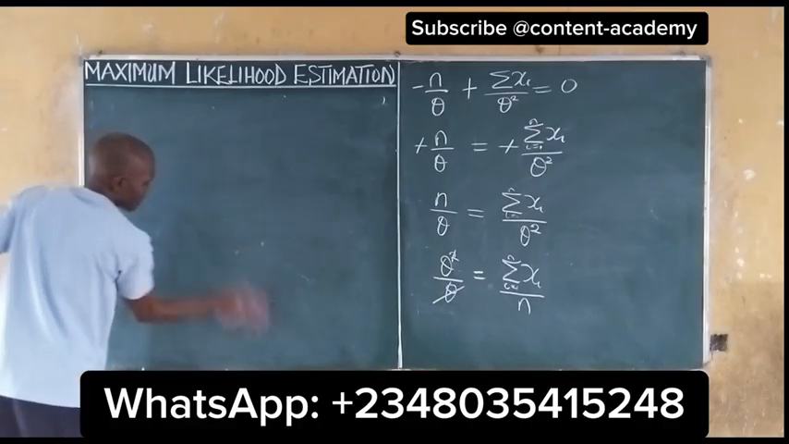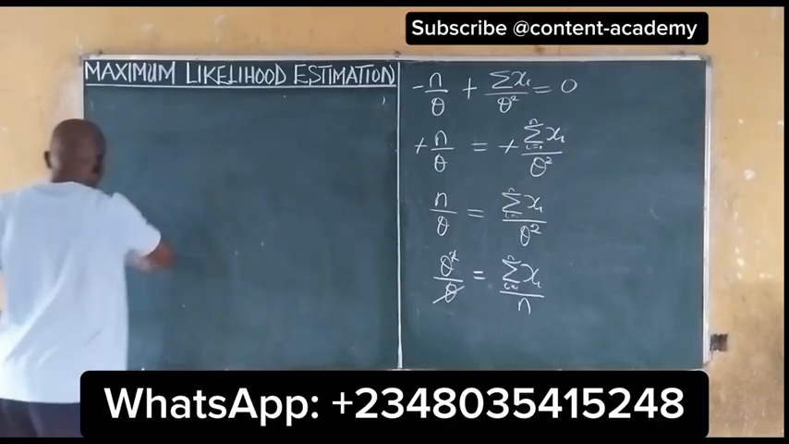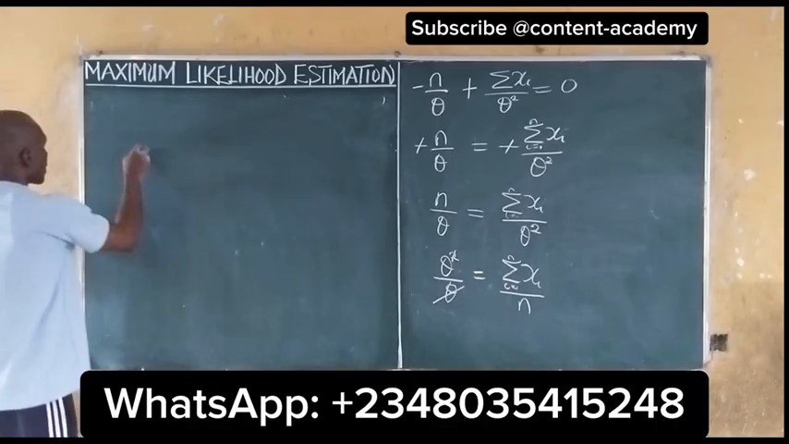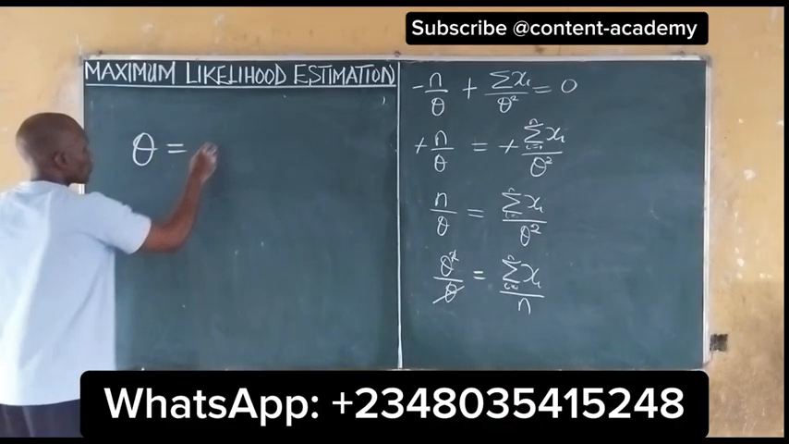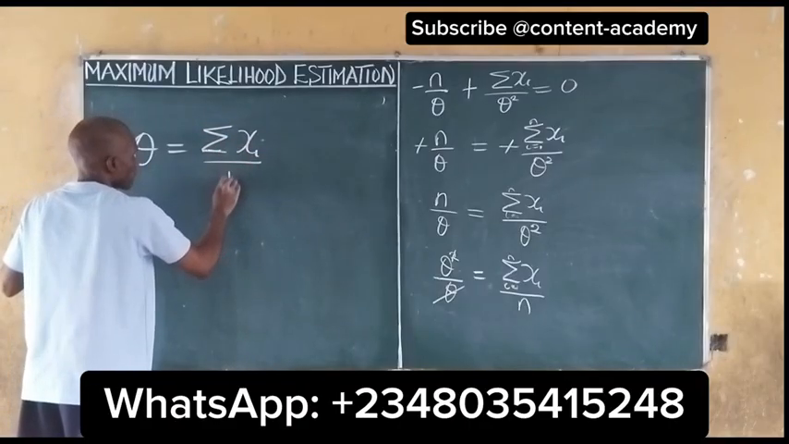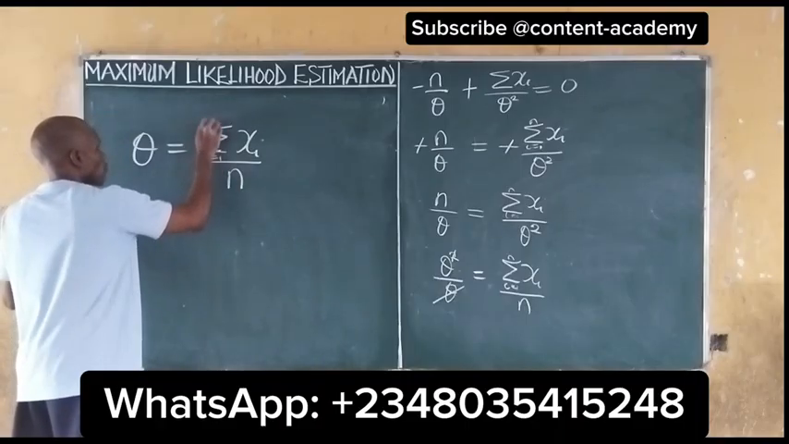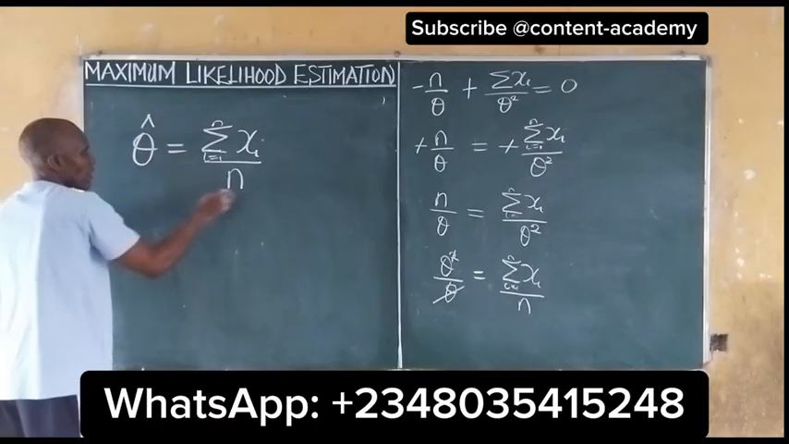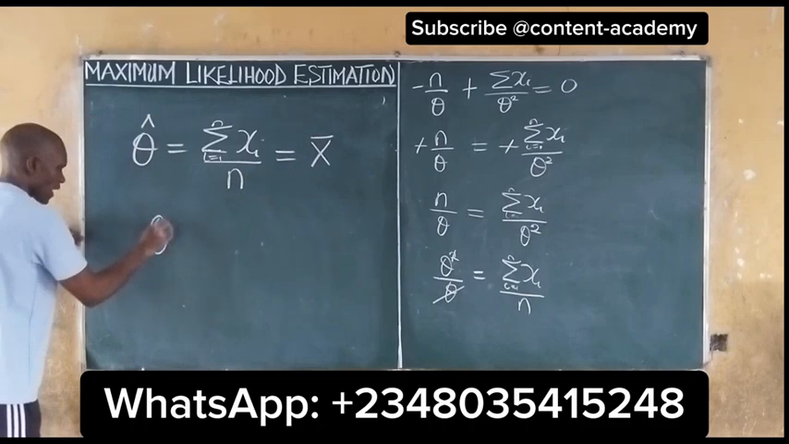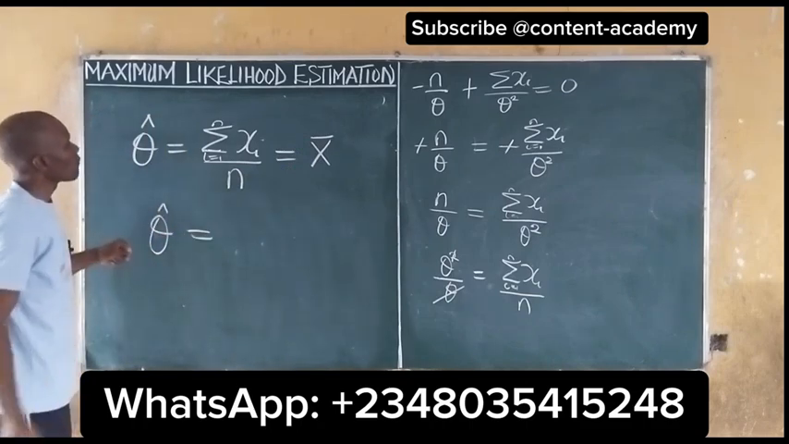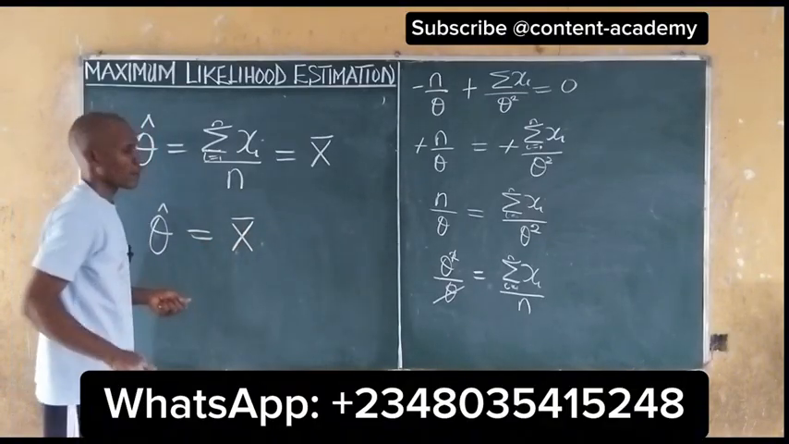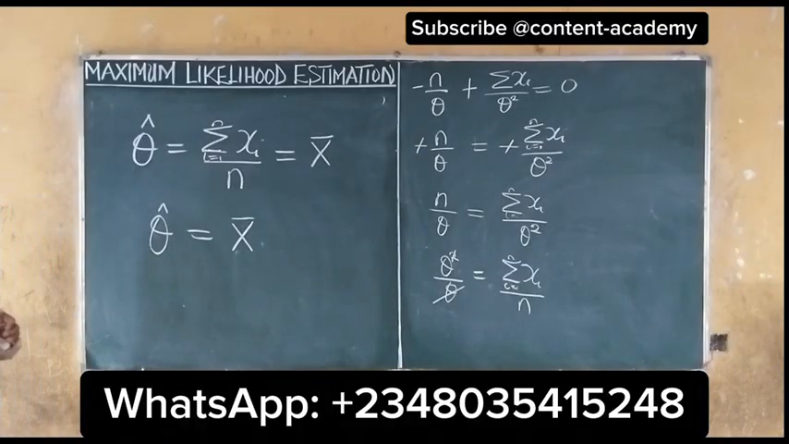So we can simply write the maximum likelihood estimate of theta. The maximum likelihood estimate of theta will now be theta equal to summation of xi all over n as i running from 1 to n. So this becomes our estimate. Of course, this is the mean. So it then means that our theta estimate for the exponential distribution is equal to x bar.